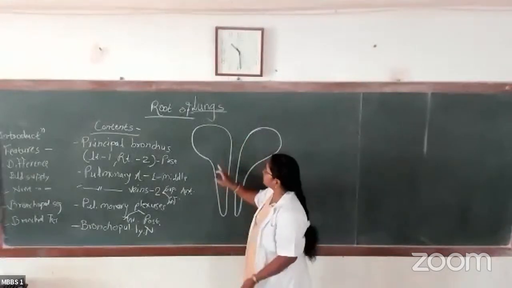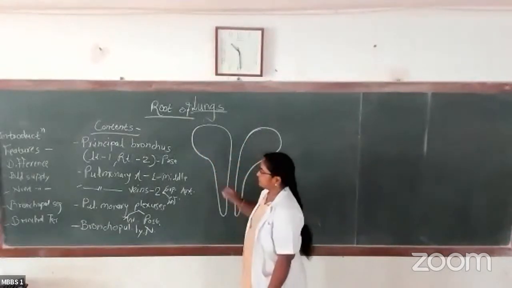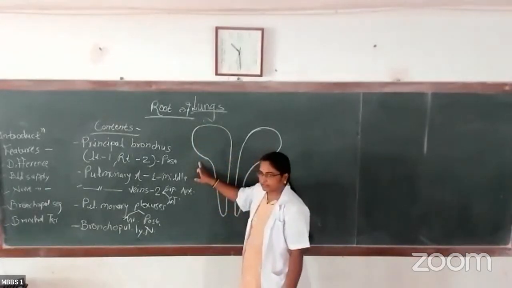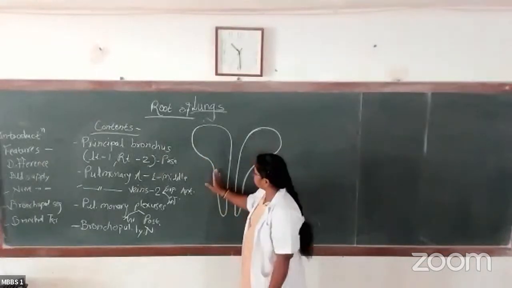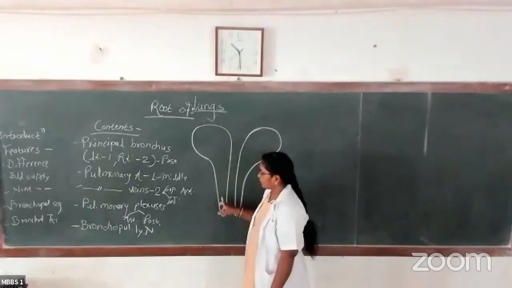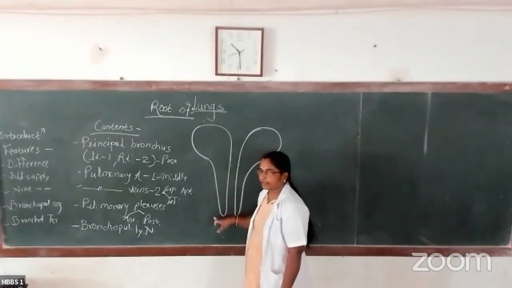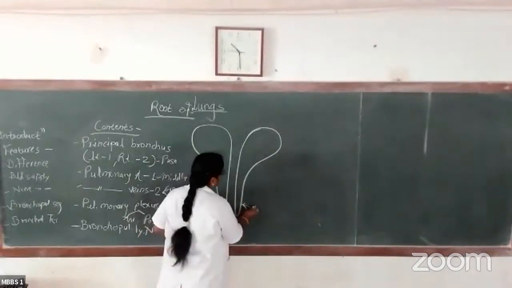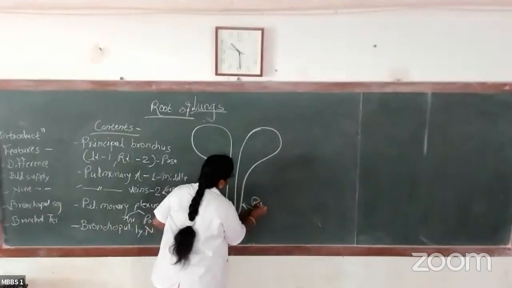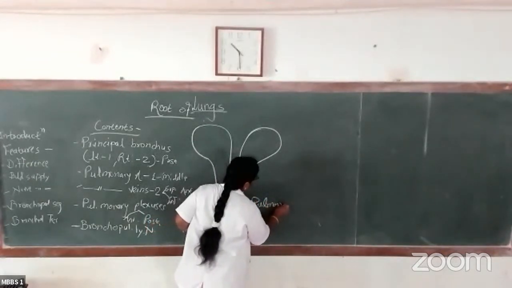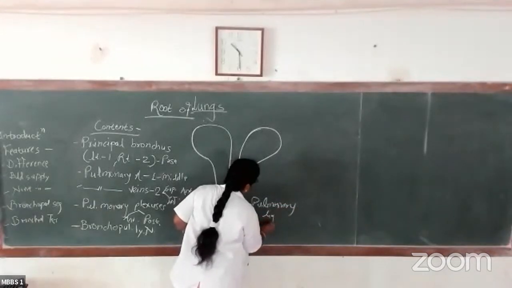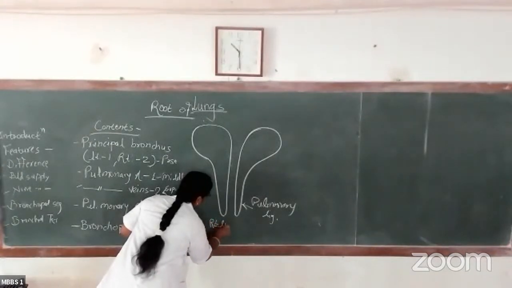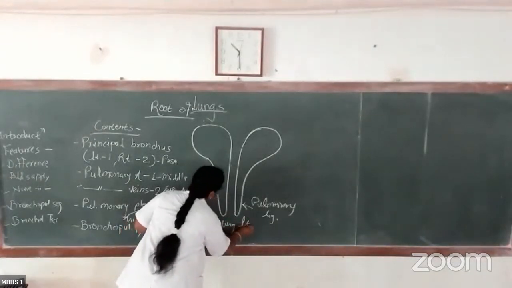Now, yesterday we have seen that this root of the lung is surrounded by this parietal pleura, isn't it? And this extension, that is fold, is called the pulmonary ligament, where both the pulmonary pleura and parietal pleura are continuous with each other. So this is the pulmonary ligament. This is the root of right lung, and this is the root of left lung.